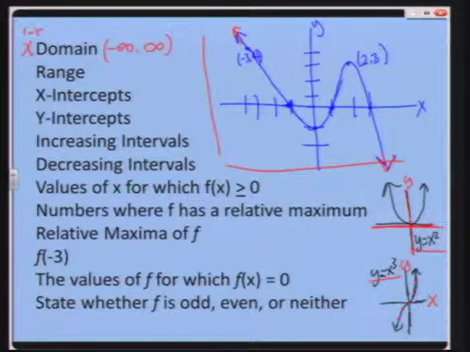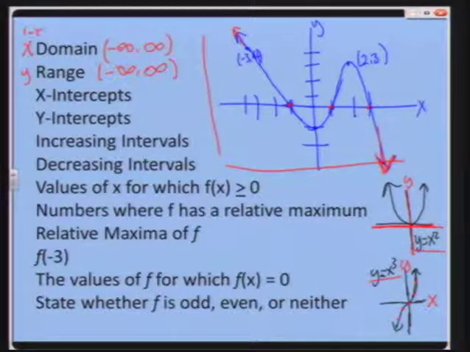The range is what the y's do. That's up and down. So it goes on and on up and on down also. So the range is minus infinity to infinity because we can use any number for y and it'll have a place on this graph. The x-intercepts are where the graph crosses the x-axis.